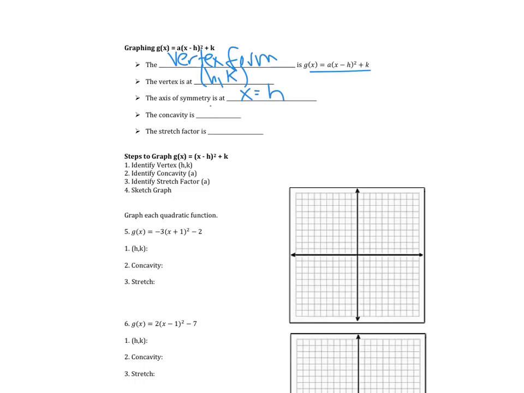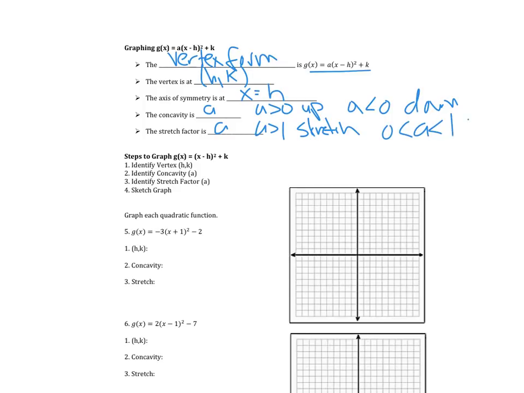Our concavity is based on a. If a is greater than 0, it opens up. If a is negative, or less than 0, it opens down. Just like when we did absolute values, it's still the same. And then our stretch factor also comes from a. If a is greater than 1, it is a stretch. If a is actually between 0 and 1, it's a compress.